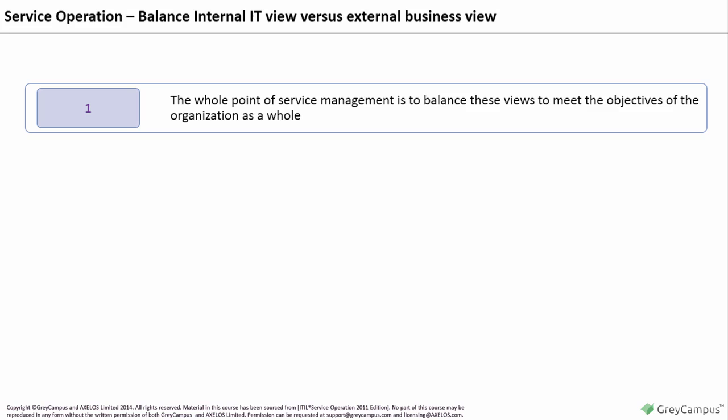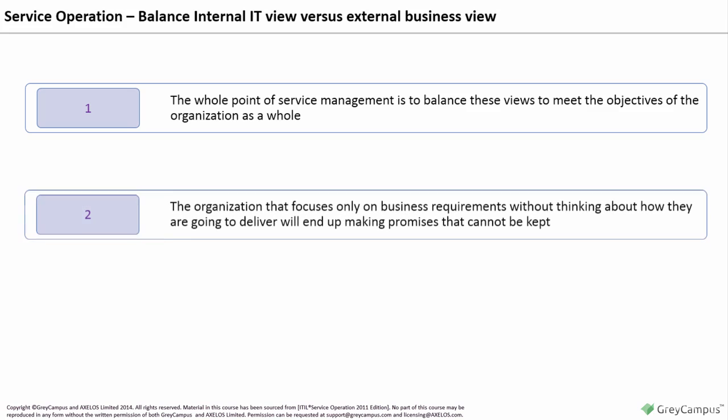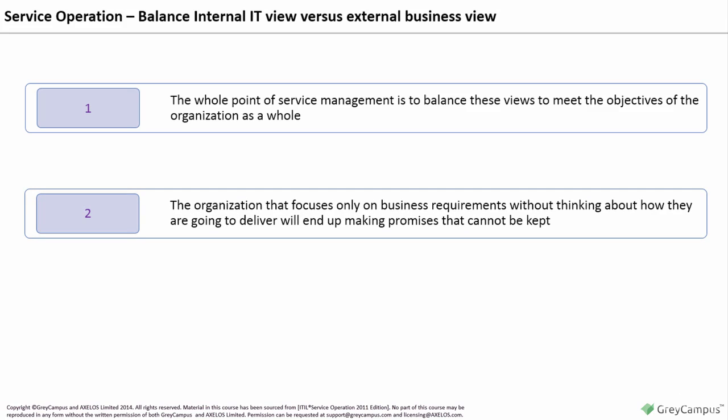At the same time, it is possible to compromise the quality of services by not thinking about how they'll be delivered. Both views are necessary when delivering the services. The organisation that focuses only on business requirements without thinking about how they're going to deliver will end up making promises that cannot be kept. The organisation that focuses only on internal systems without thinking about what services they support will end up with expensive services that deliver little value.